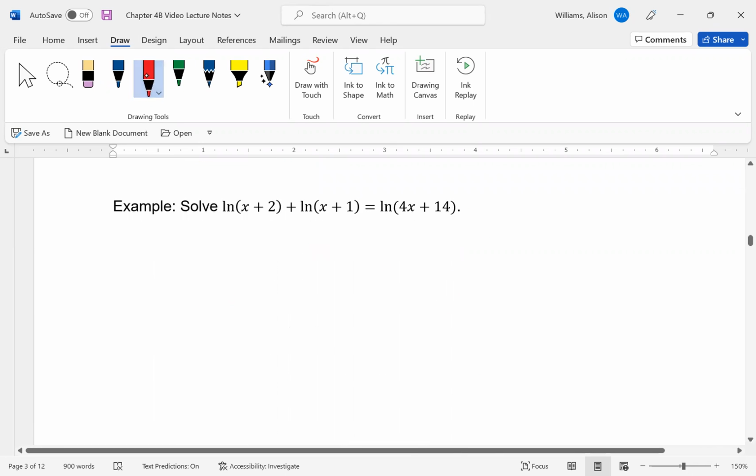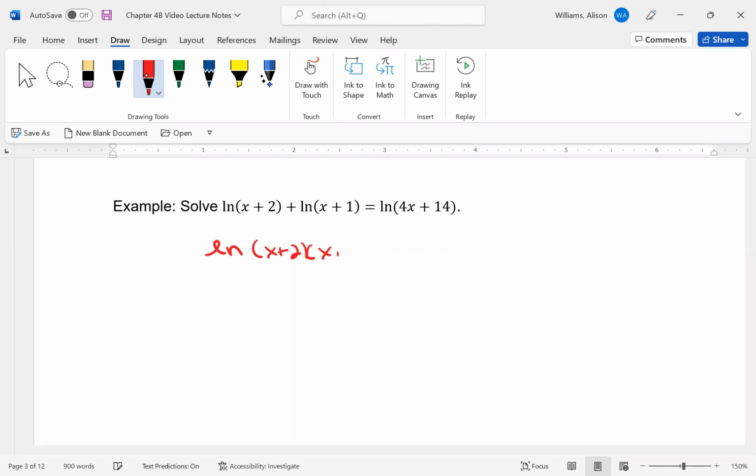My computer did not want to let me write. Okay, there we go. So this will become the natural log of x plus 2 times x plus 1. And that's equal to the natural log of 4x plus 14.